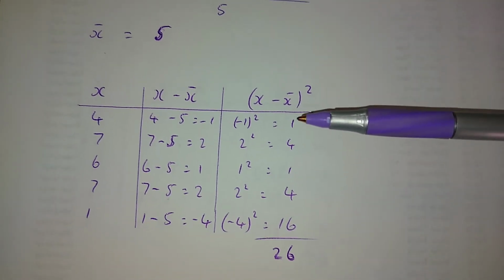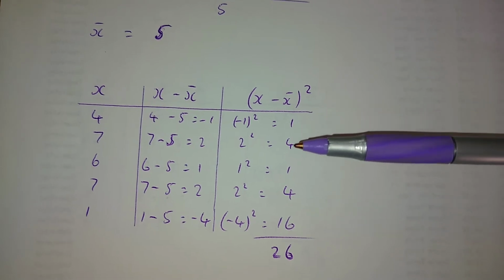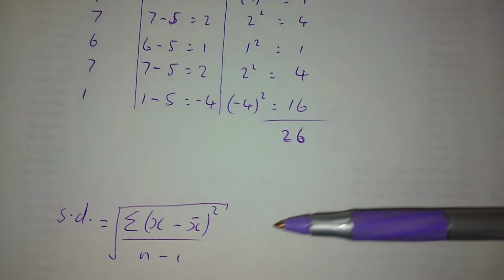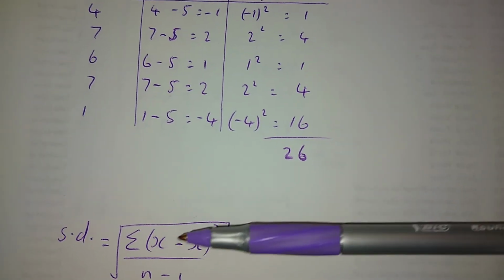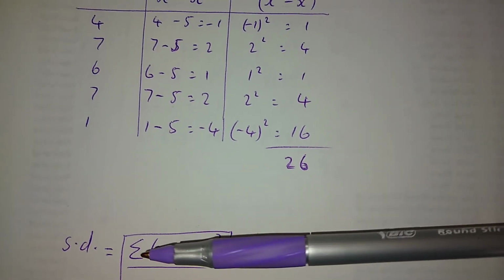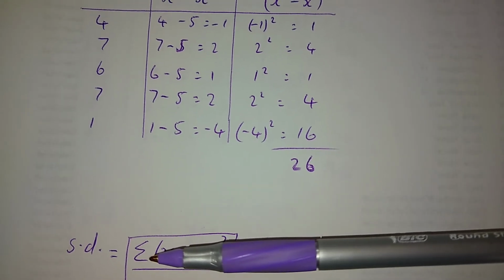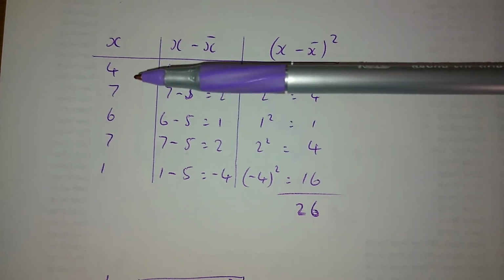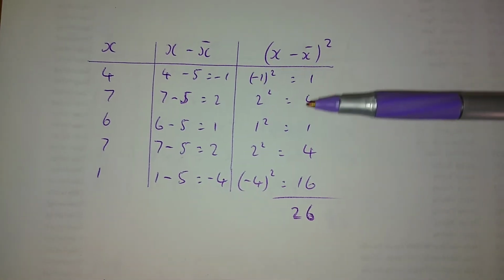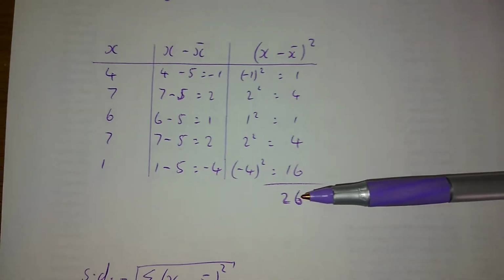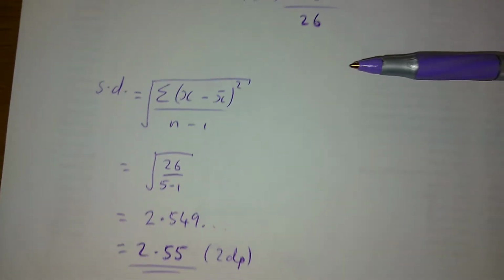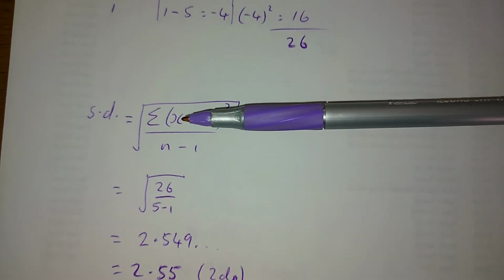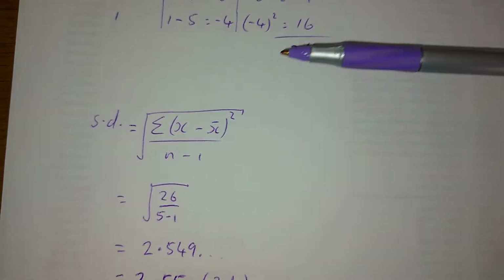And then what we're doing here, we're adding together these values. So 1 add 4 add 1 add 4 add 16 is 26. Why have I done that? Because it says sigma x minus x bar all squared. Remember, the sigma sign means the sum of all of these. So I've worked out these for all 5 of our values, and then I've added them together to get the 26 there. So then after that, we're substituting in. The top row of our formula, sigma x minus x bar all squared, is 26.